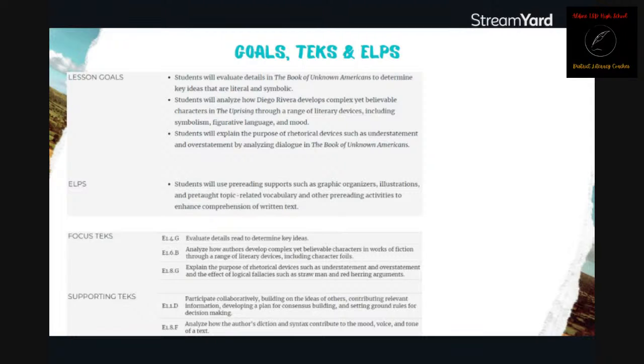In this lesson, students will evaluate details in the Book of Unknown Americans to determine key ideas that are literal and symbolic. They'll analyze how Diego Rivera develops complex yet believable characters in The Uprising through a range of literary devices, including symbolism, figurative language, and mood. They'll also explain the purpose of rhetorical devices such as understatement and overstatement by analyzing dialogue in the Book of Unknown Americans.